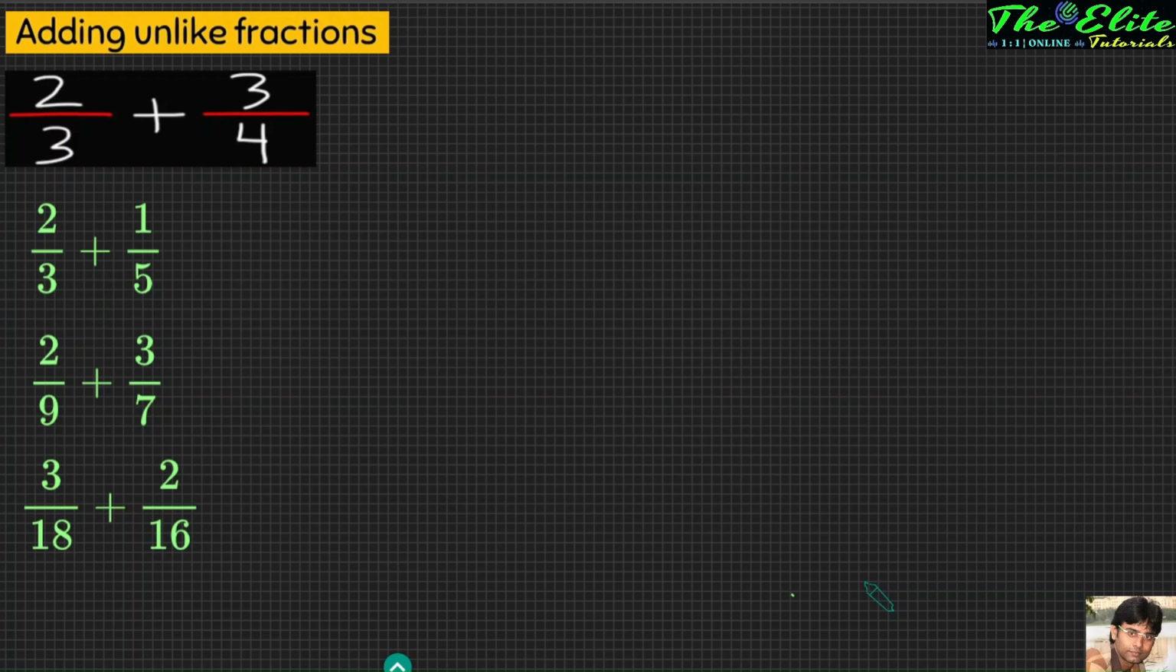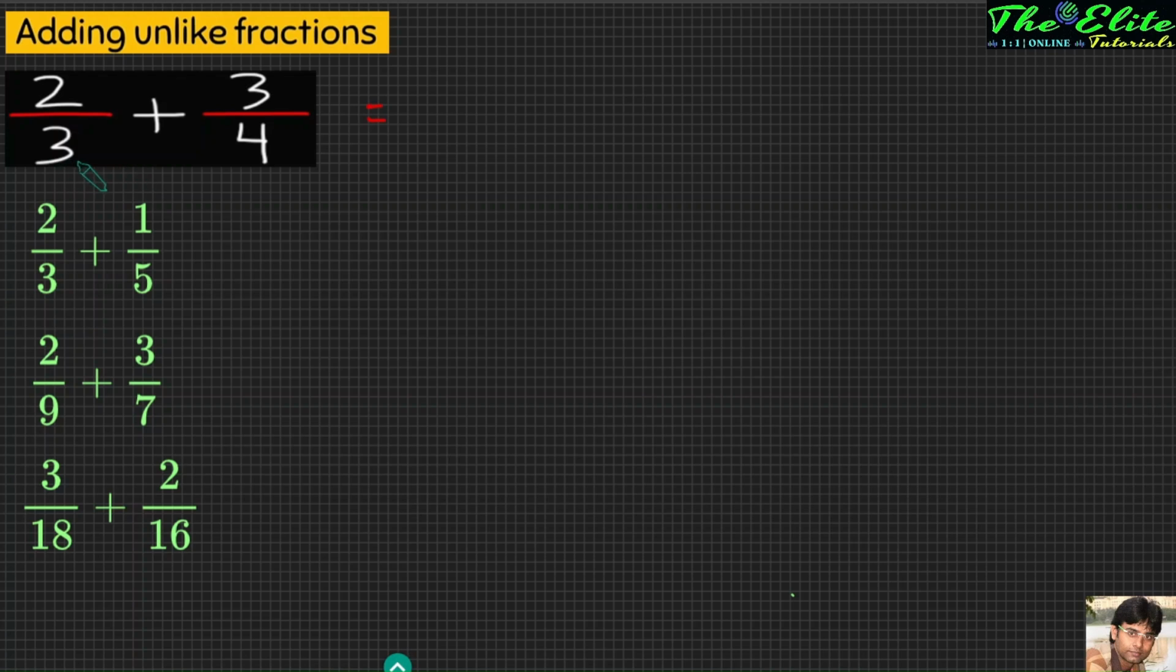Now, when it comes to adding unlike fractions, what does it take? See here, I have given you an example, 2 over 3 plus 3 by 4. How can you do that? There are two methods, but the very simple and easy method is converting them into equivalent fractions with the same denominator, a common denominator.